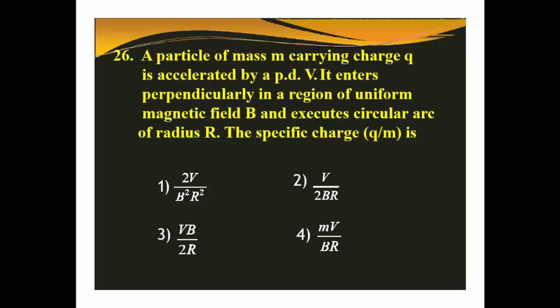B and exerts a circular arc of radius r. The question asked is about specific charge, q by m. Specific charge means the ratio of charge to the mass. Now, what is the formula for the radius of a circular path described? R equals mv by qB.